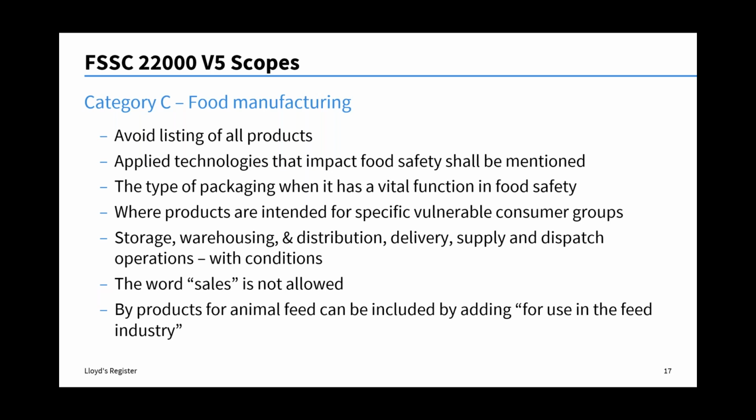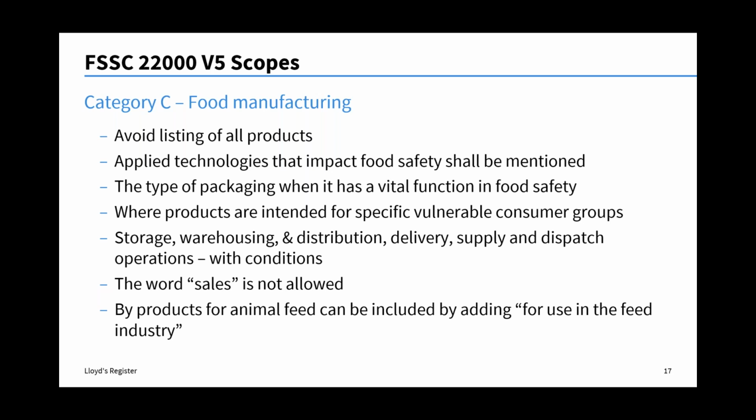The type of packaging shall be mentioned when it has a vital function in food safety, for example, vacuum packaging or modified atmospheric packaging, or when there is a potential impact on food safety, for example, glass packaging. When the products are intended for specific vulnerable consumer groups, this shall be included in the scope statement. For example, food for babies or food for hospitals, etc., can be mentioned onto the scope statement.